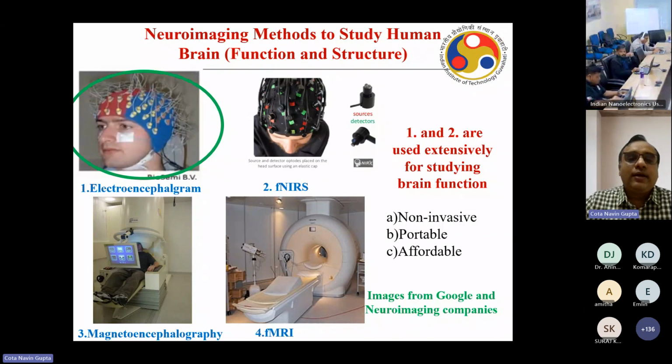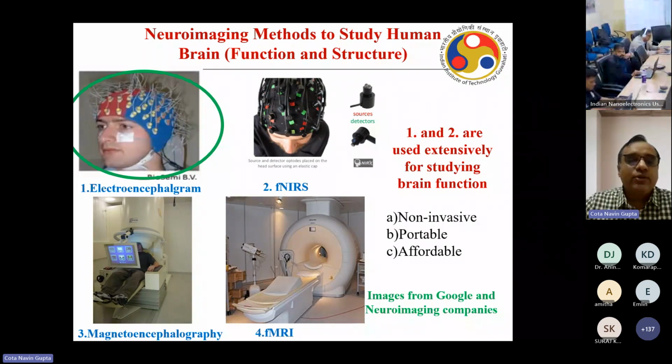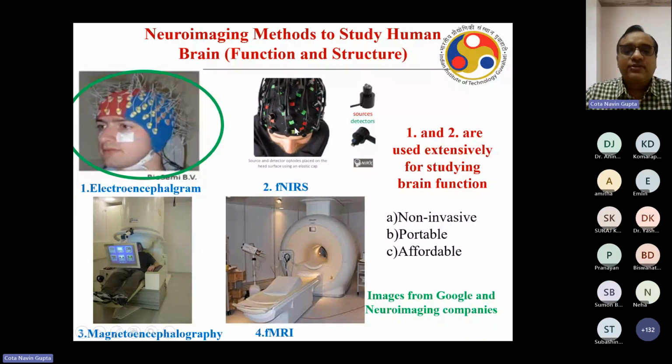Apart from this, which measures the neuronal activity at the postsynaptic potentials, there's also fNIRS, which uses optodes. So you have your source and the detectors. It's based on optical principles. So this also has the capability of measuring the functions of your brain.